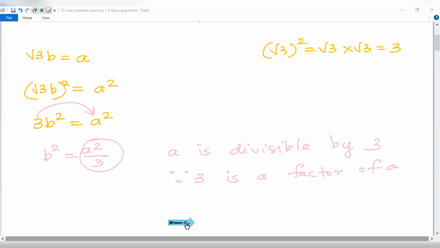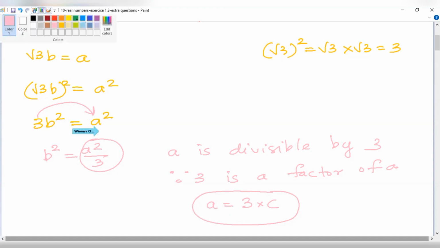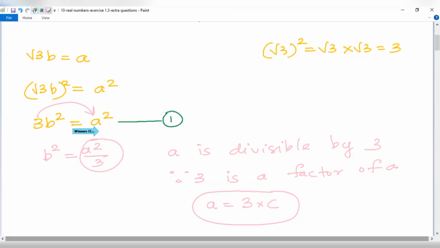Now, 3 is a factor of a means we can take a as 3 into c, where c is another integer. A is divisible by 3, or 3 is a factor of a, means we can write a is equal to 3 into c. Now, let us substitute this here. In place of a, we can give 3c in this equation. Let us give the equation number 1 here and equation number 2 here.